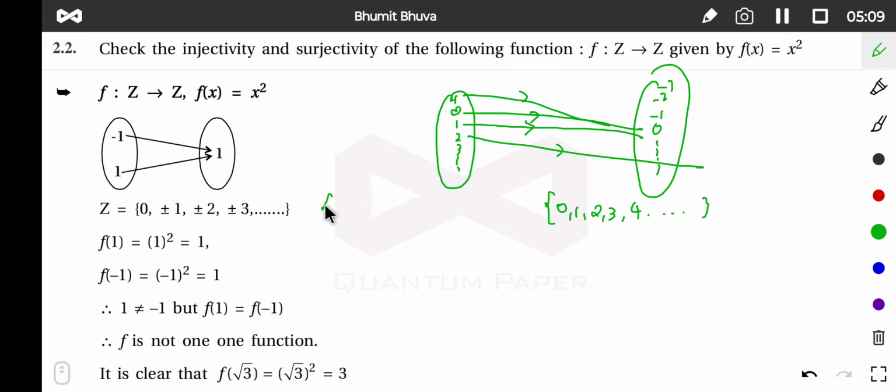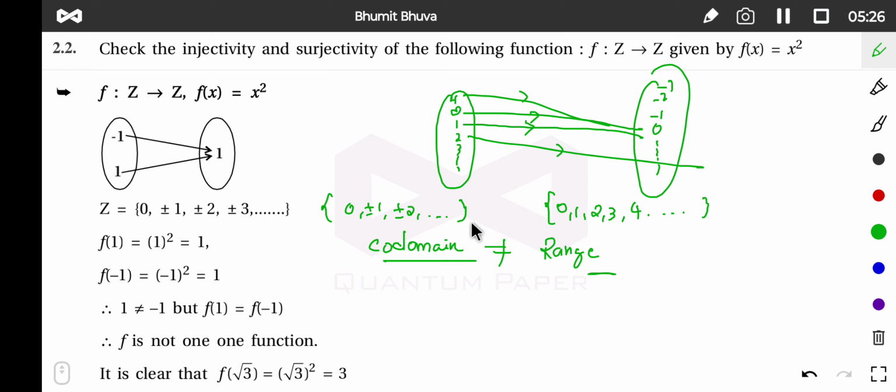And our codomain is the set of all the integers 0, plus or minus 1, plus or minus 2 and so on. So our codomain is not equal to the range set. If codomain and range are not equal, then we say it is not onto. So this function is not onto.